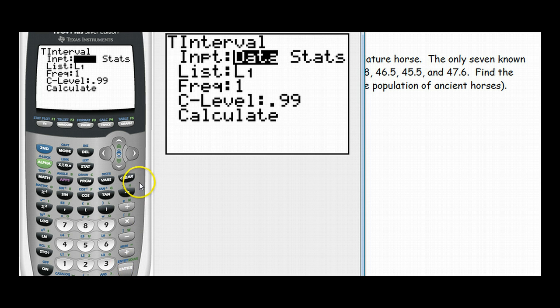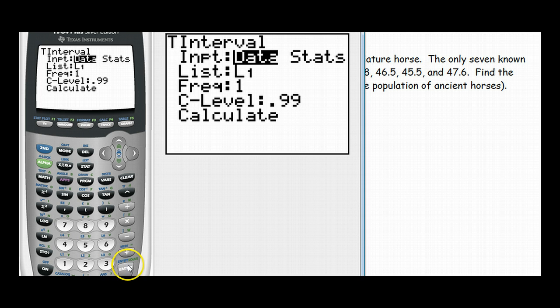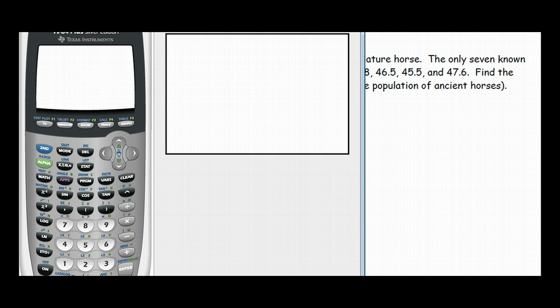So let's go here. If I had stats to plug in, I would go over here and push stats, and you can see all the stuff that I'd have to plug in. I'm going to go to data because I actually punched in data. And down here, if you had something else here, like L2, you can just clear it out and push second L1 to plug it back in. Frequency should always be 1 for these. And then my confidence level was 99%, and let's hit calculate.